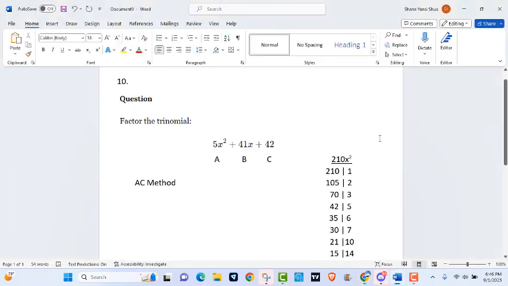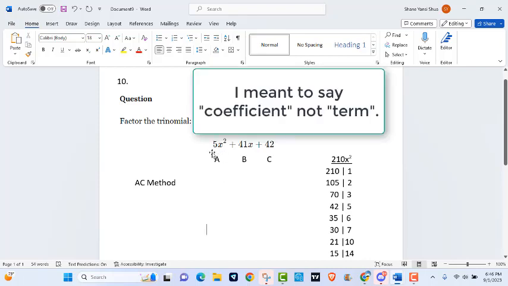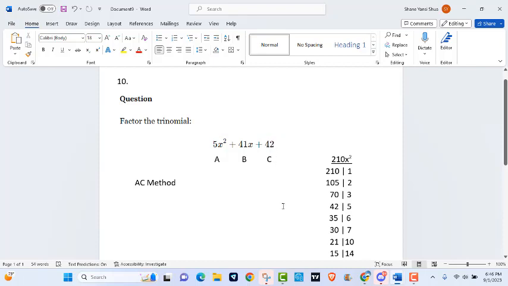So, there are many different ways to factor trinomials. What I'm going to do right now is show you a method called the AC method, okay? And this is how the AC method works. You take the first term in your trinomial, that's going to be your A. In this case, it's the 5. You're going to take that second term in your trinomial, which is going to be your B. In this case, it's going to be 41. Then you're going to take the third term in your trinomial, that's going to be your C. In this case, it's the 42.